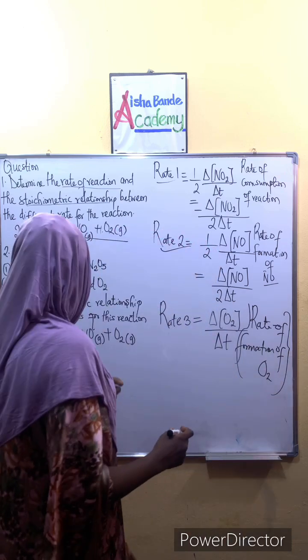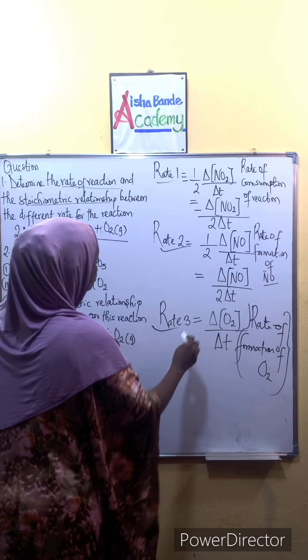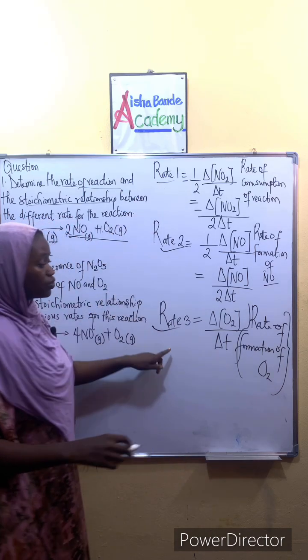The question has asked us to calculate the rate of the reaction. So these are the three rates of the reaction: rate 1, rate 2, and also rate 3.